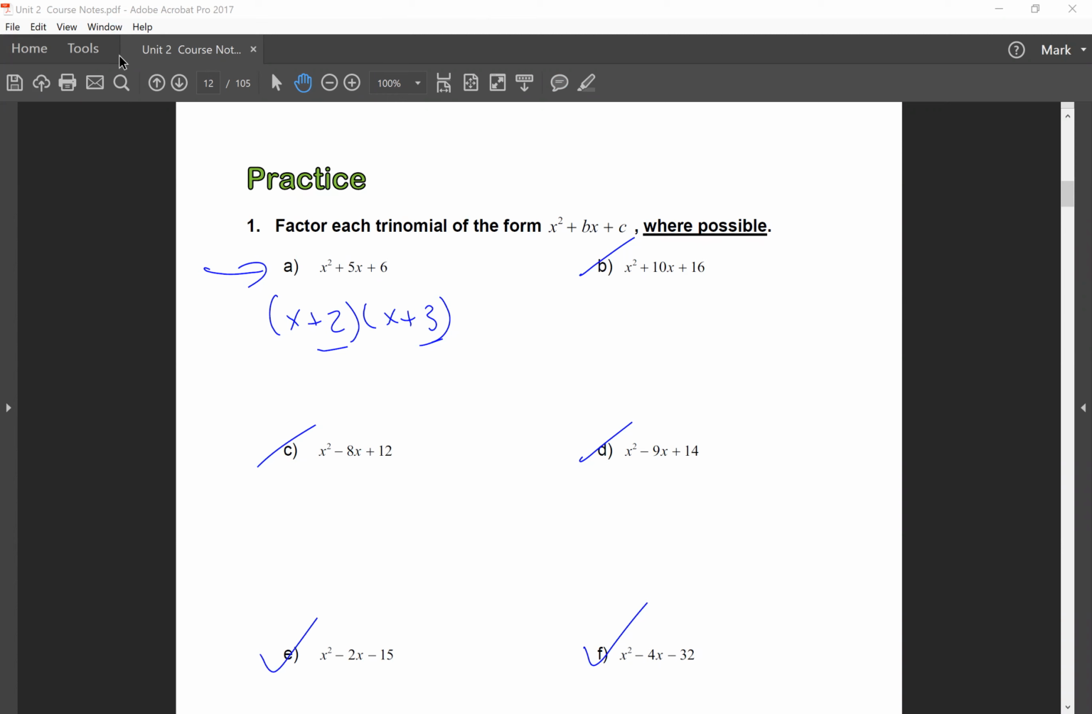Hoda just shared the answer for B. I think you're correct. X plus 2 and X plus 8. That looks good to me. 8 times 2 is 16. 8 plus 2 is 10. Yeah, that's good. So keep going.